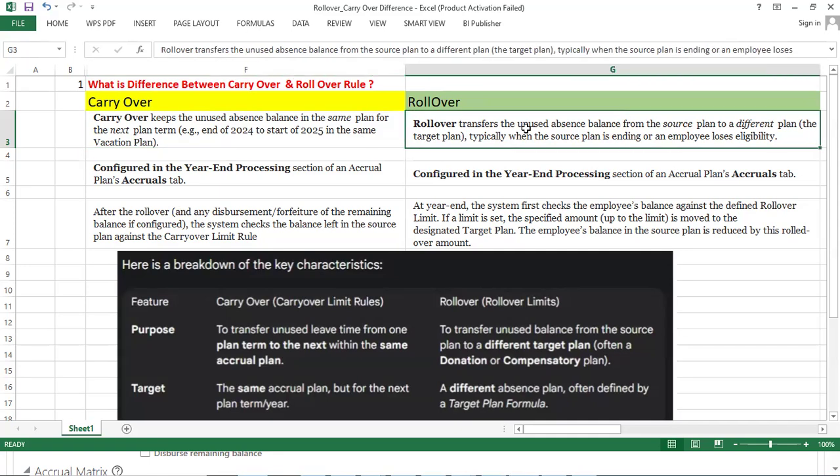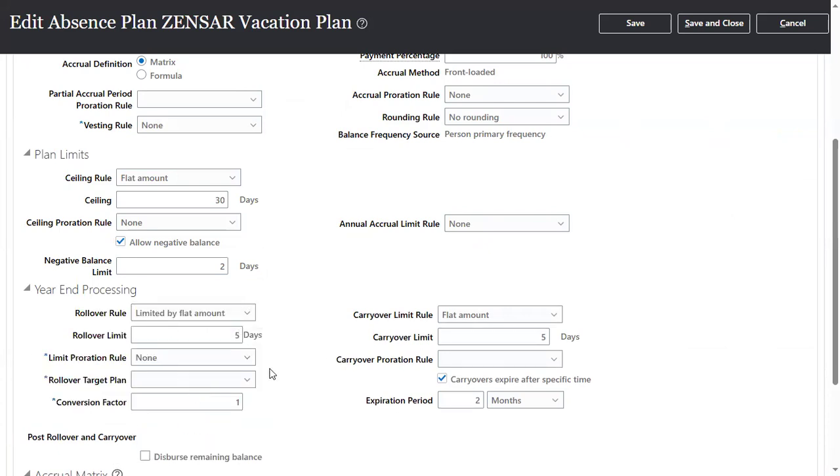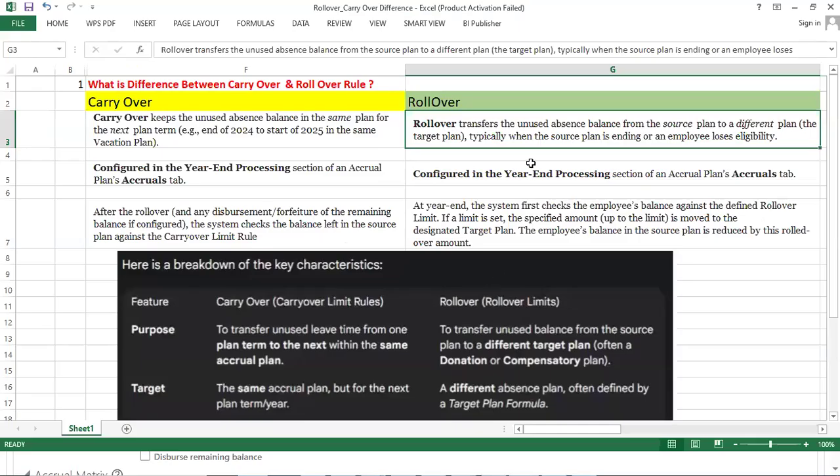But with rollover, you can transfer the unused options balance from the source plan to a different plan. The moment you choose this, say I would like to transfer 5 days, then definitely we need a rollover target plan. If an employee is eligible for multiple plans and loses eligibility for one of the plans, and there is a balance that we want to move to another plan, then rollover is going to be used.